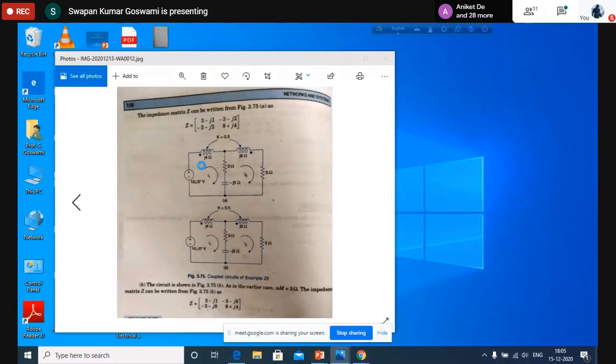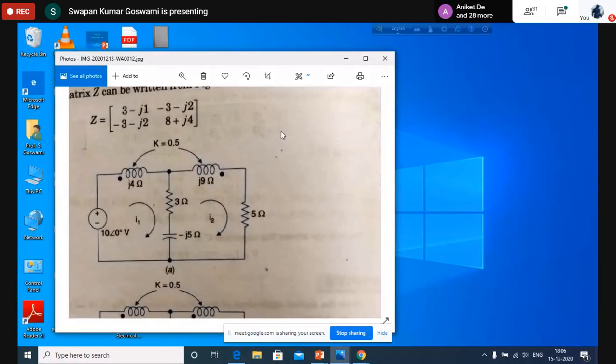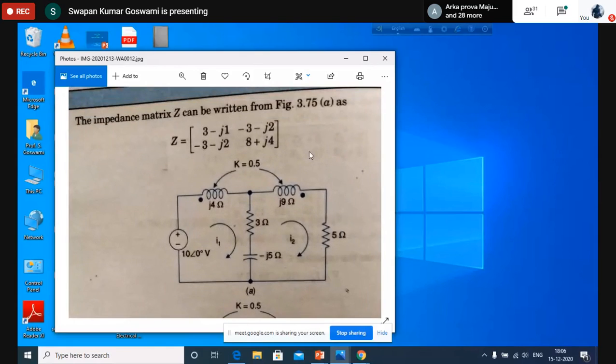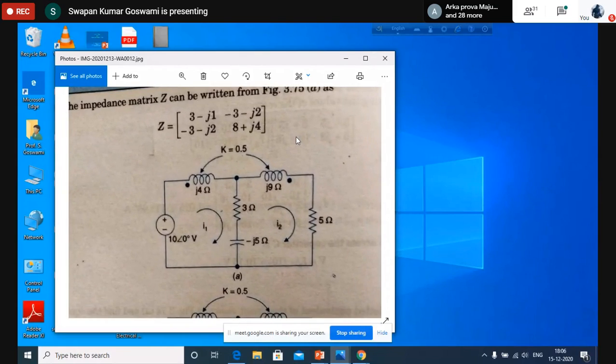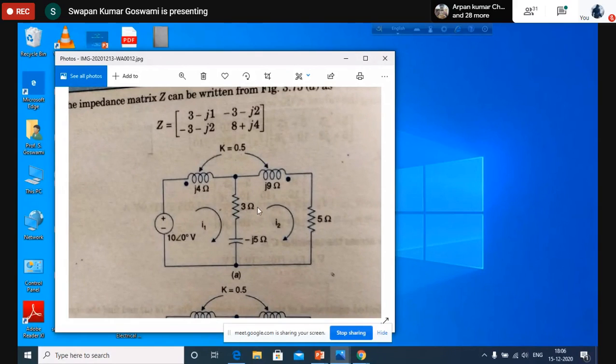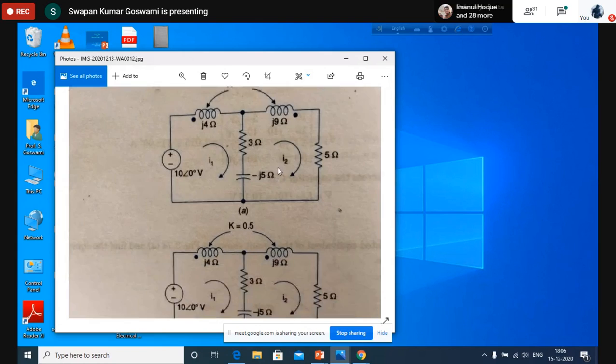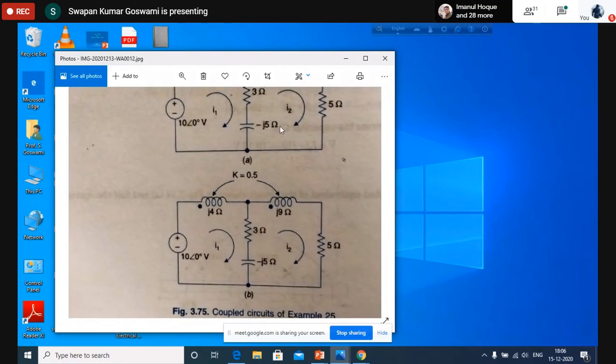Some of you have actually sent this one. So you see the impedance matrix Z. Okay, this was an error. So whether the impedance matrix Z is correct or not, there is some confusion. So let us verify. So it is J4 3 in the first. This is the self impedance of loop 1. This is loop 1 and loop 2. Already we have considered loop 1 and loop 2 in our previous discussion. Okay, so in this case, there is some mutual coupling also. Okay, it is all right.